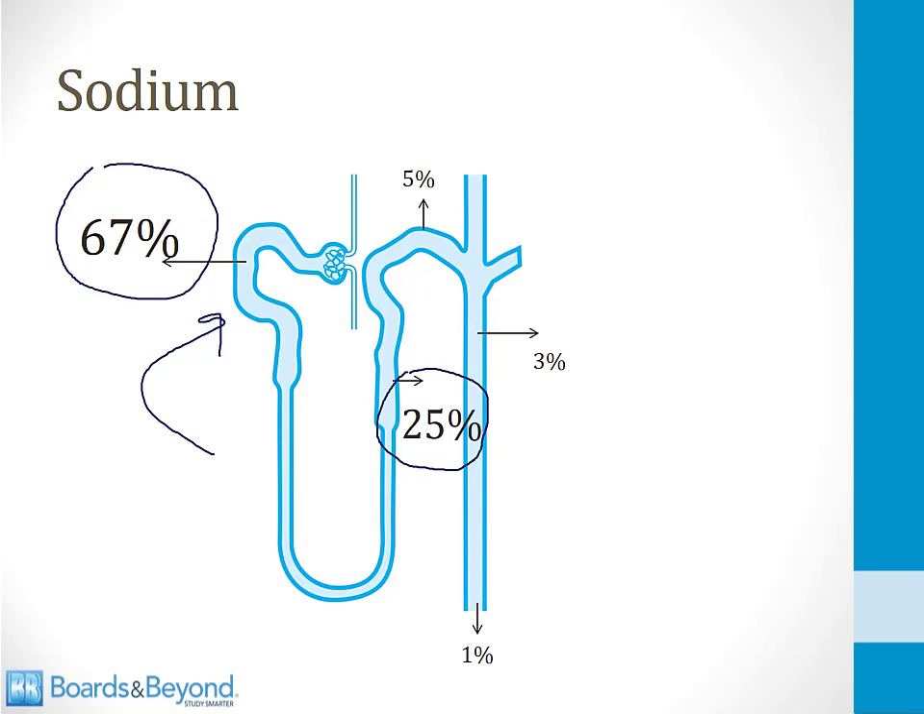So remember, for all the discussion that goes into aldosterone and ADH and all the reabsorption of sodium in the collecting duct, that's only a tiny portion of your sodium. Most of it is reabsorbed earlier, especially in the proximal tubule.